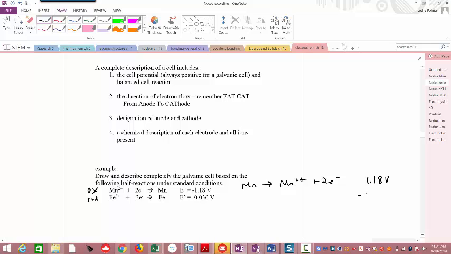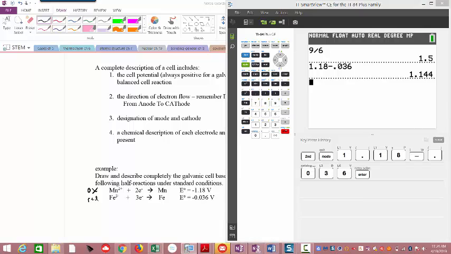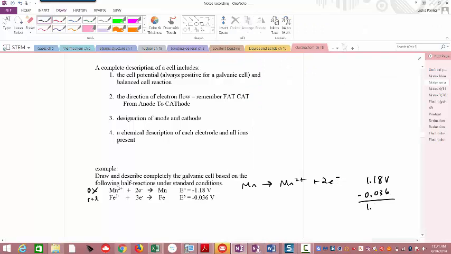And so we add that to the negative 0.036 volts. 1.18 minus 0.036, we have 1.144. Significant digits, so our cell potential is 1.14 volts. Okay, so we got that.